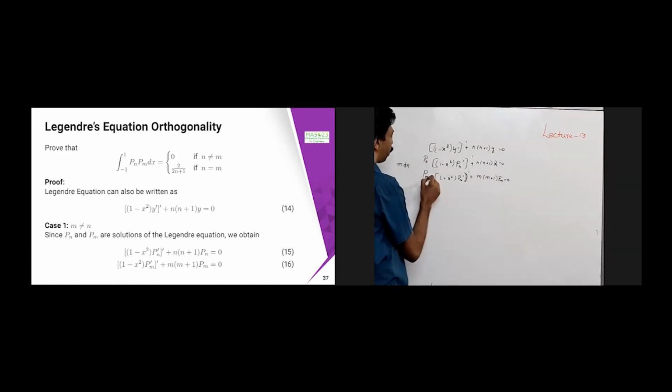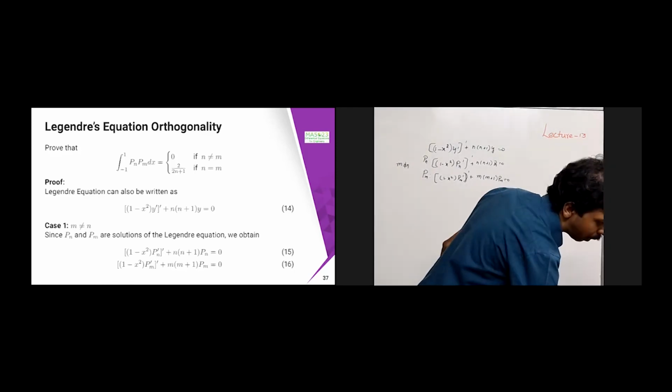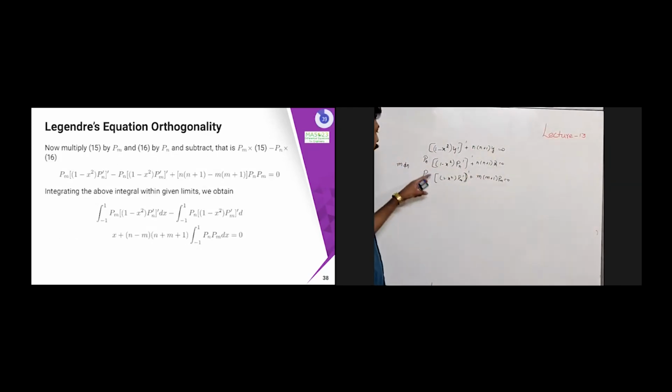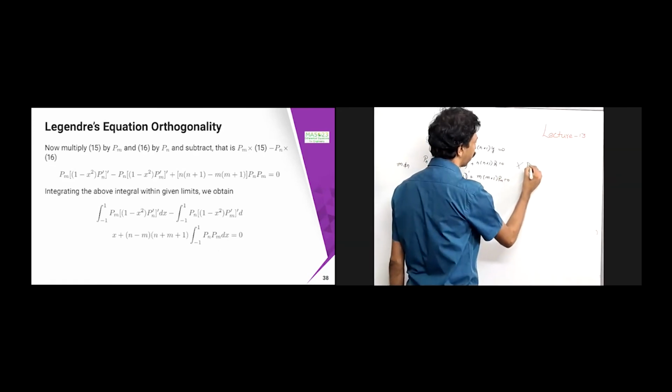Okay, so now what I have, I'm going to use these two when m is not equal to n. I'm going to find what that value is when m is not equal to n. So Pn is going to satisfy this one, Pm is going to satisfy this one. I'm going to multiply the first one by Pm and the second one by Pn, and then subtract.